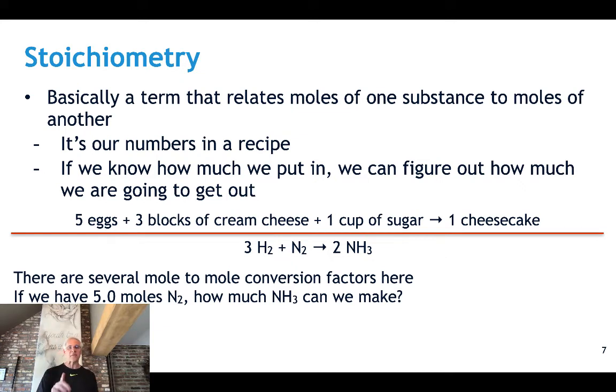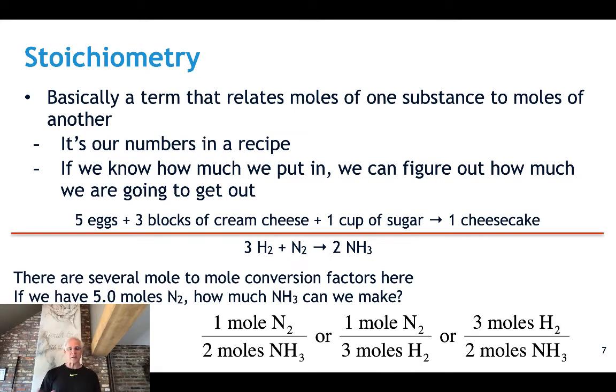Okay, well, we see that we have a lot of different mole-to-mole conversions here. We have 1 mole of N2 per 2 moles of NH3, or 1 mole of N2 per 3 moles of H2, or 3 moles of H2 per 2 moles of NH3. Okay, we're looking for a conversion factor between moles of N2 and moles of NH3. And we see that we need 1 mole of N2 for every 2 moles of NH3.